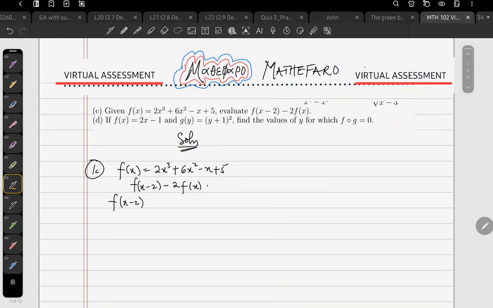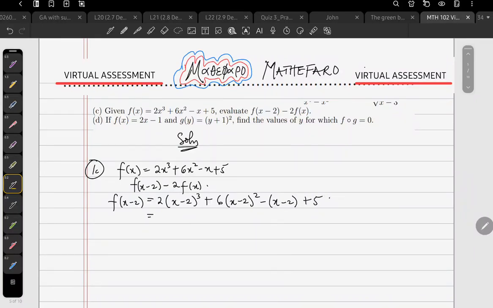Just as in any other evaluation, it means replace the x in f of x with x minus 2. So instead of having 2x cubed, I'm going to have 2 times x minus 2 cubed. Instead of having 6x squared, I'm going to have 6 times x minus 2 squared. Instead of having x, I'm going to have x minus 2, and then we have plus 5.